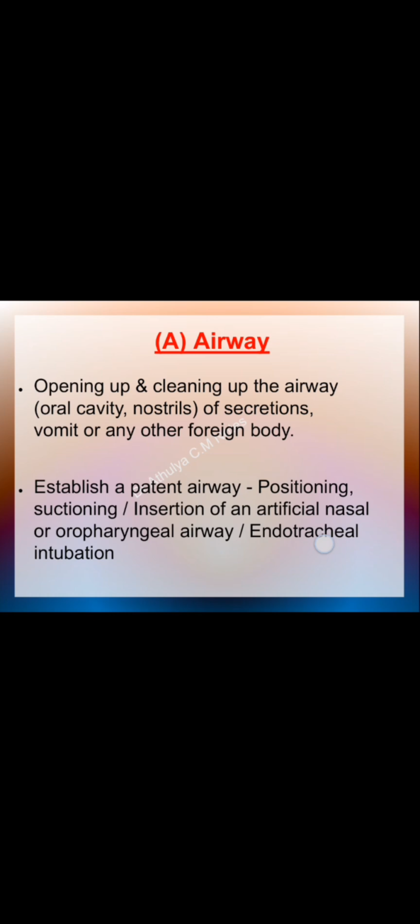We have to open up or clean up the airway, that is our oral cavity and nostrils, of secretions, vomit, or any other foreign body. We have to establish a patent airway either by positioning the patient, by suctioning, by insertion of an artificial nasal or oropharyngeal airway, or by endotracheal intubation. If there are any secretions due to poisonous effects, such as in opioid compounds, then we have to clear those secretions by positioning the patient, using suction, inserting an artificial nasal or oropharyngeal airway, and endotracheal intubation.